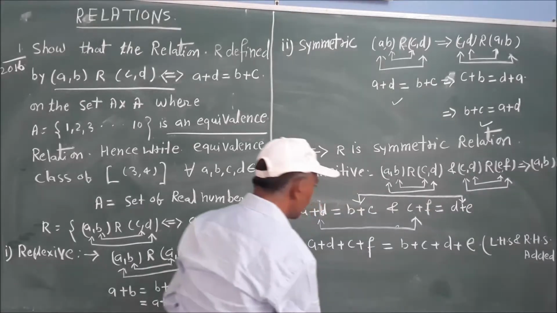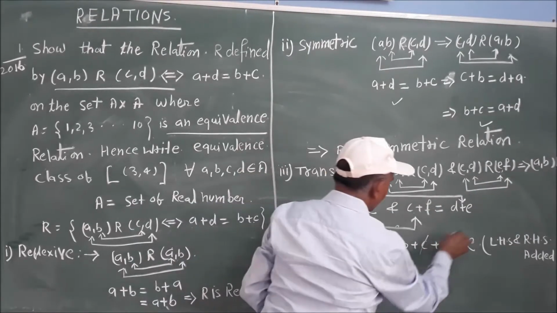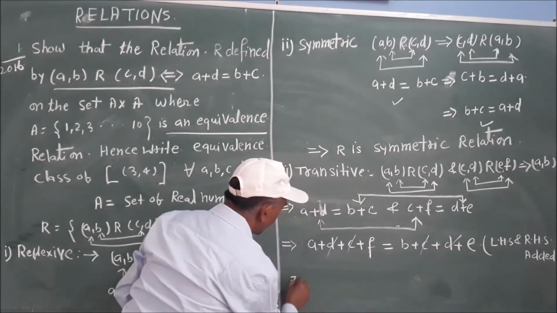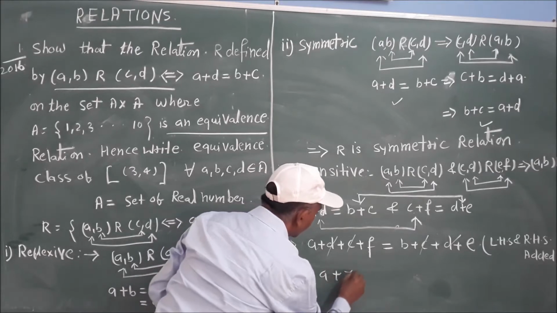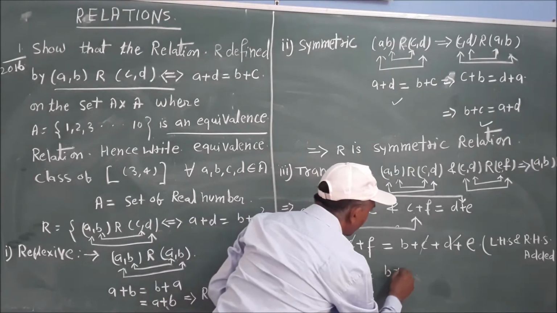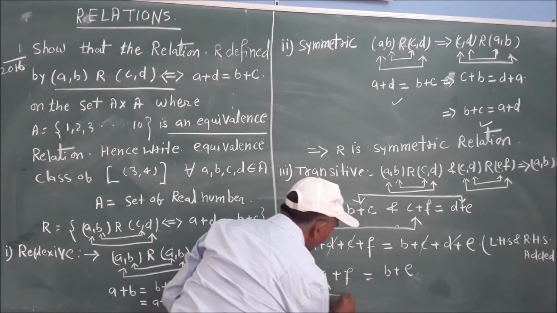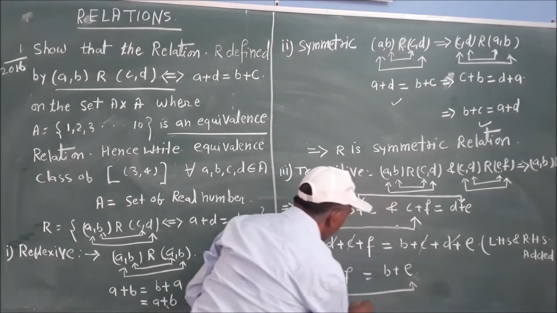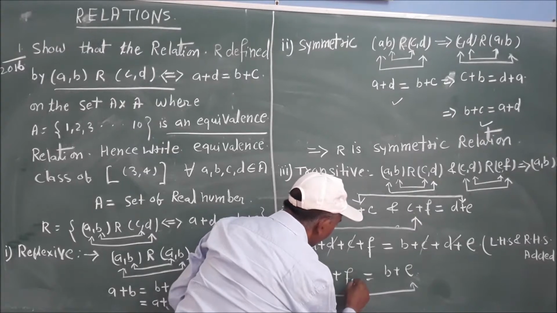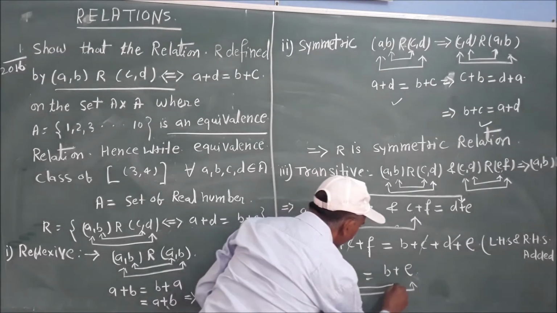So this can be written as C plus D, C plus D is cancelled. So this can be written as A plus F is equal to B plus E. What is its meaning? This is your first element, this is your fourth element, this is your second element and third element.